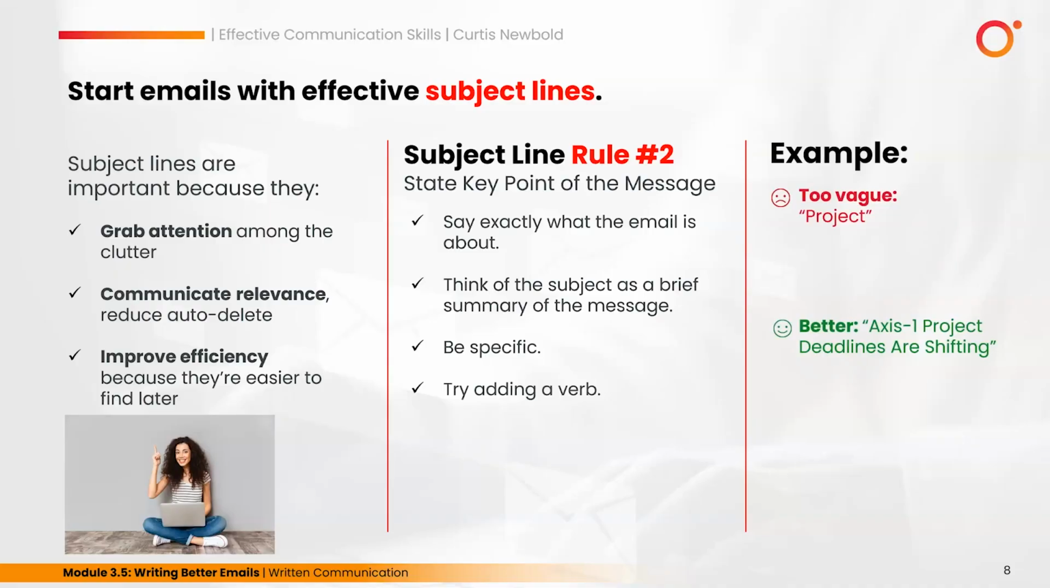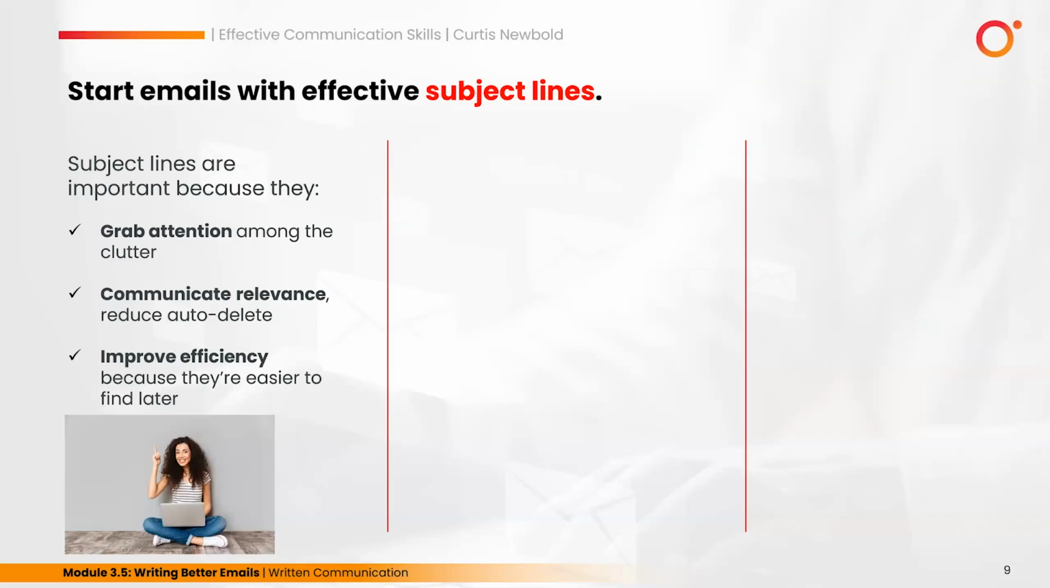So for example, too vague is project. Well, that doesn't really tell us the key point of the message. But if you add a verb in there, the word are, and you name the project, so we have Axis 1 project deadlines are shifting. Okay, that's a little bit more specific. Now the recipient's going to go, oh, the Axis 1 project deadlines are changing. I should be opening this email to see what the shifts or the changes are. Okay, so again, you got the sweet spot. You added a verb. It's more specific. You're stating the point of the message. All right.